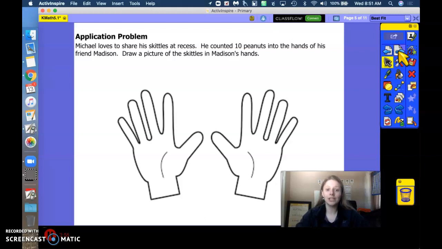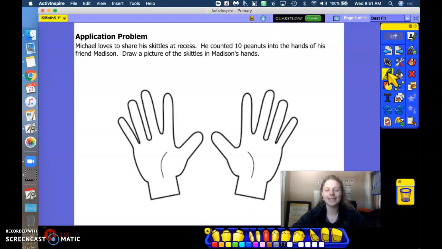All right, here's our first problem for today. Michael loves to share his Skittles at recess. He counted 10 into the hands of his friend Madison. Draw a picture of the Skittles in Madison's hands.